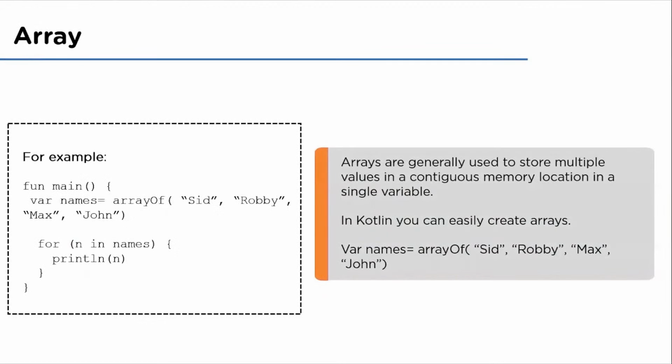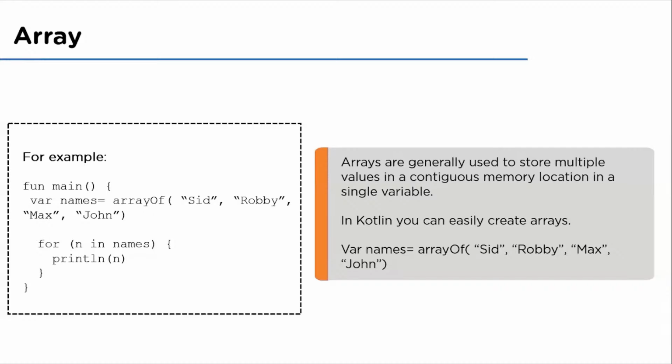Arrays are generally used to store multiple values in contiguous memory locations in a single variable. In the Kotlin language, to create an array, you have to use the arrayOf function and then write the elements inside the brackets. For example, here names is the array name and Sid, Robbie, Max, John are the elements of the array. In order to print the elements of the array, you can use loops. For example, here we are using a for loop. In this for loop, n is the variable, names is the array name, and one by one it will print every element of the array.